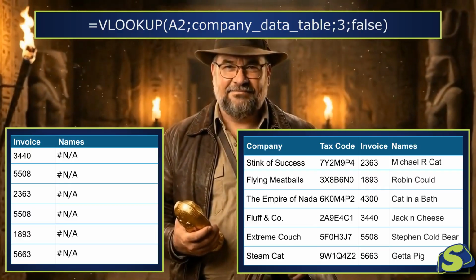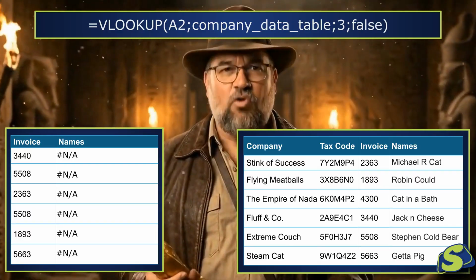I checked the data. It was right. I checked the formula. It looked right. And then I saw the problem. The column with the invoice number was not the first column of the table. It was the third. And VLOOKUP, listen carefully, VLOOKUP always and only searches in the first column on the left.